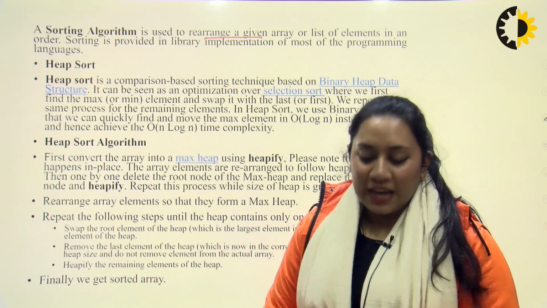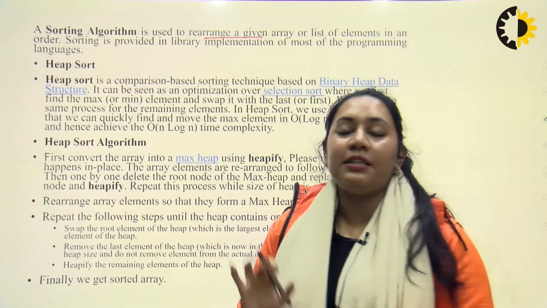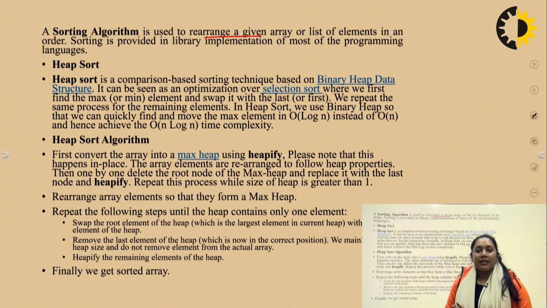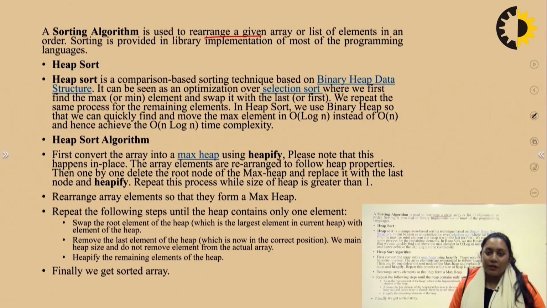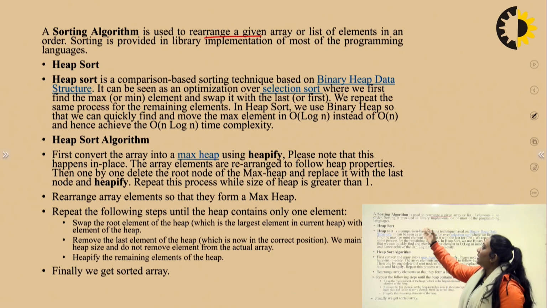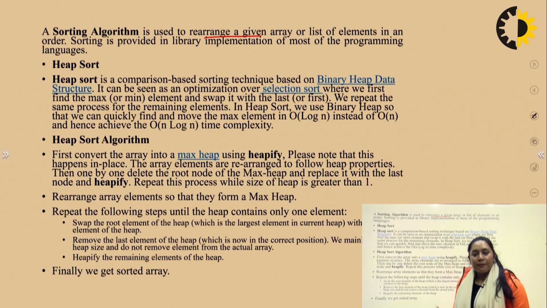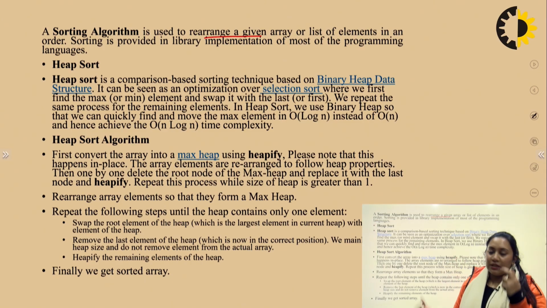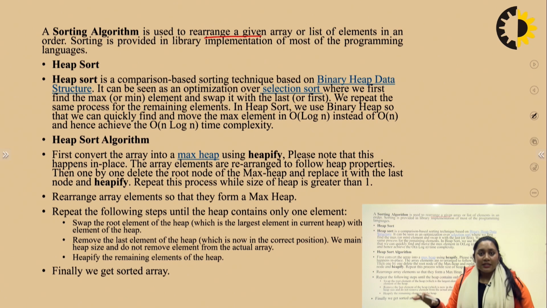The data can be present in integer form, in character form, in string form, or in boolean form, right? Sorting provides library implementations in the C language that we can use. In sorting, there are numerous types.